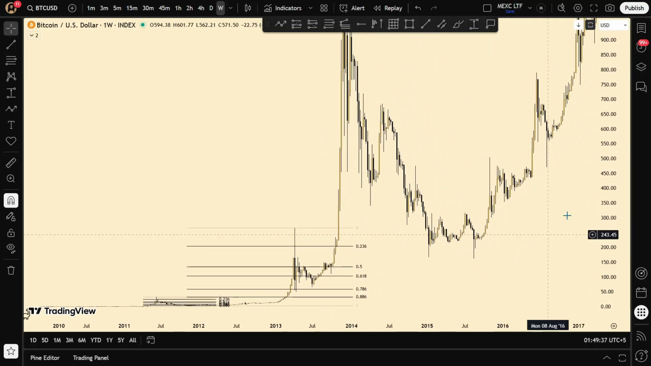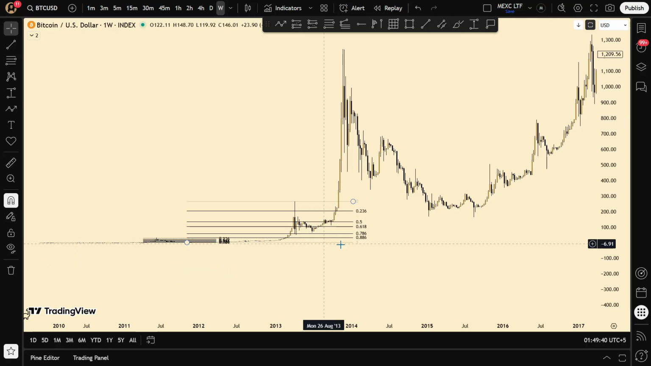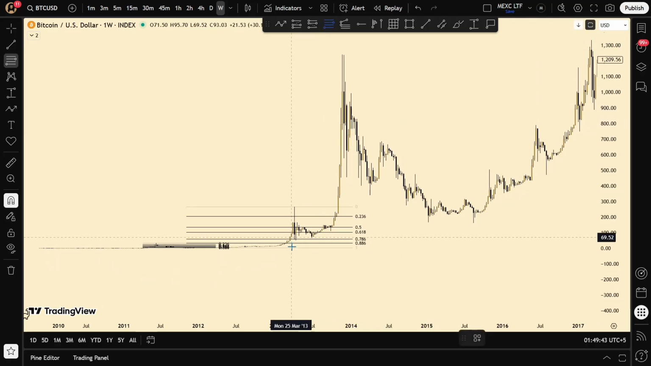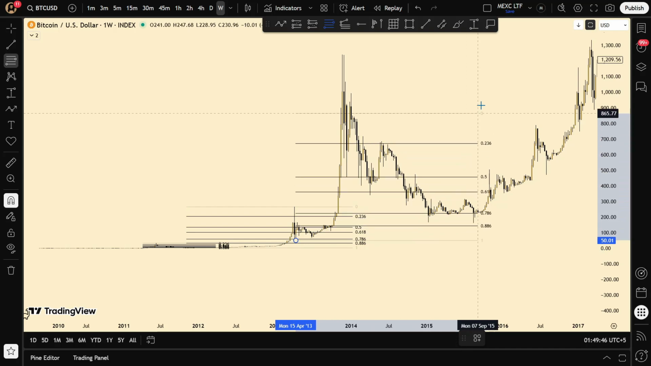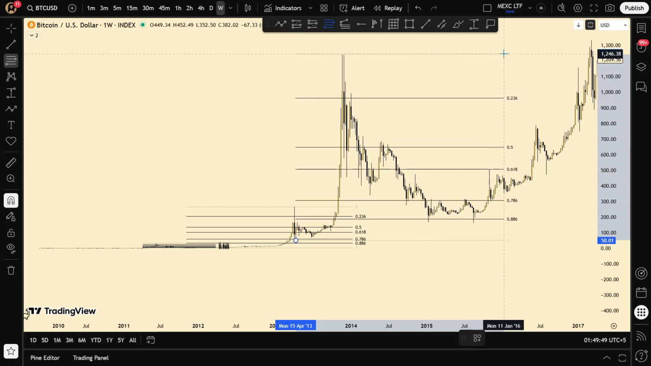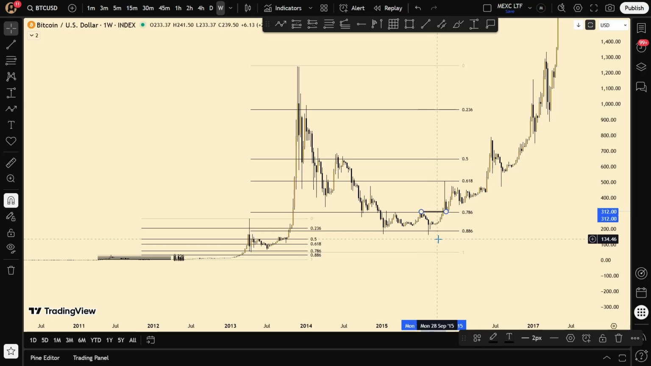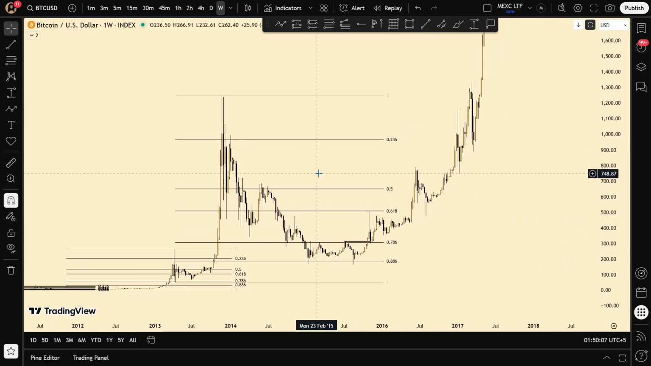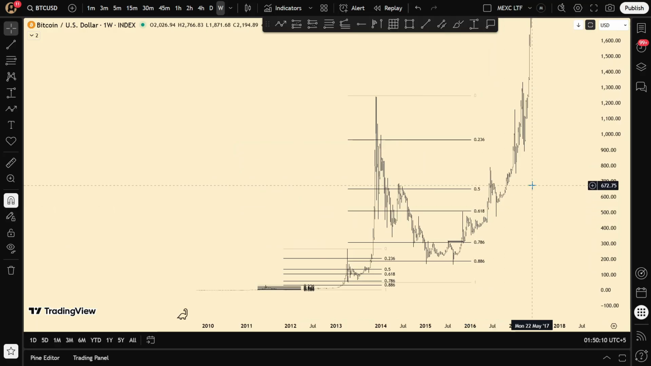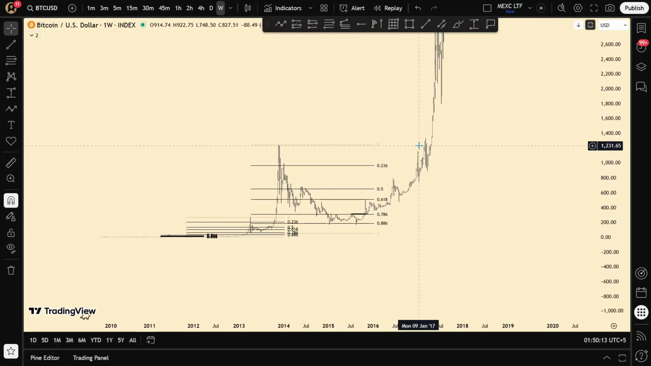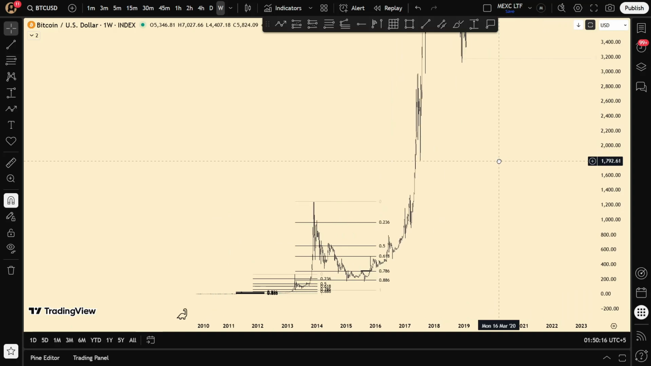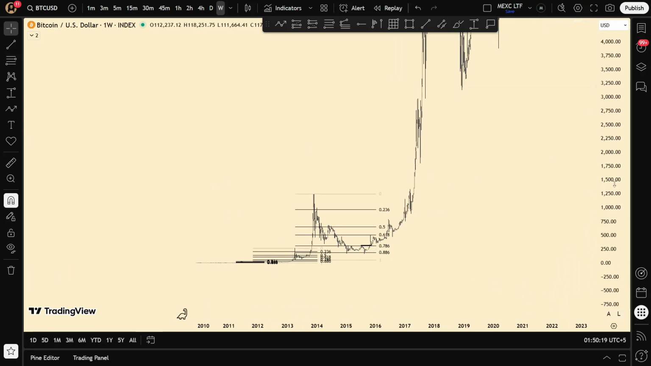Now, the next cycle is obviously much, much bigger than the previous cycle. But we started from here all the way to 1250. Where do we come back? The 786 to 886 region. And here we shift structure again, and this is where our next cycle starts from here. The cycle just keeps getting bigger and bigger, but the psychology remains the same.